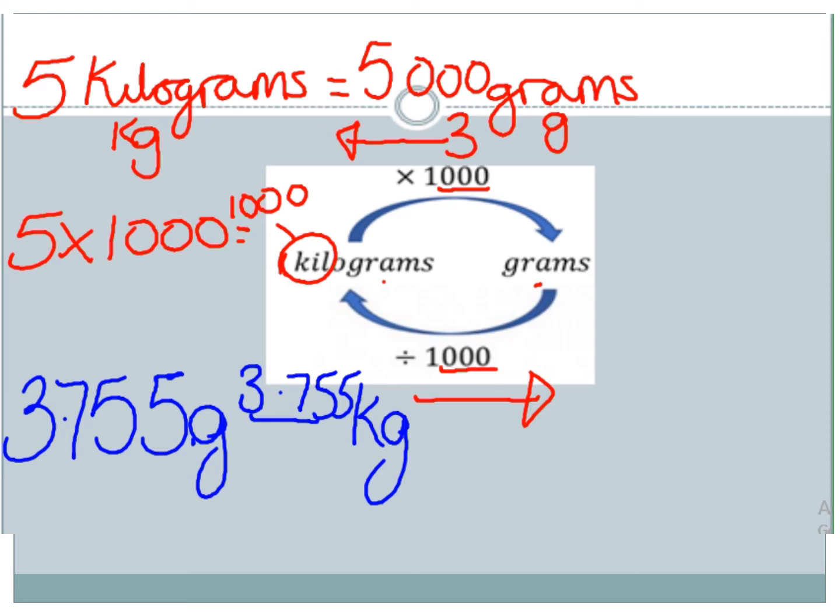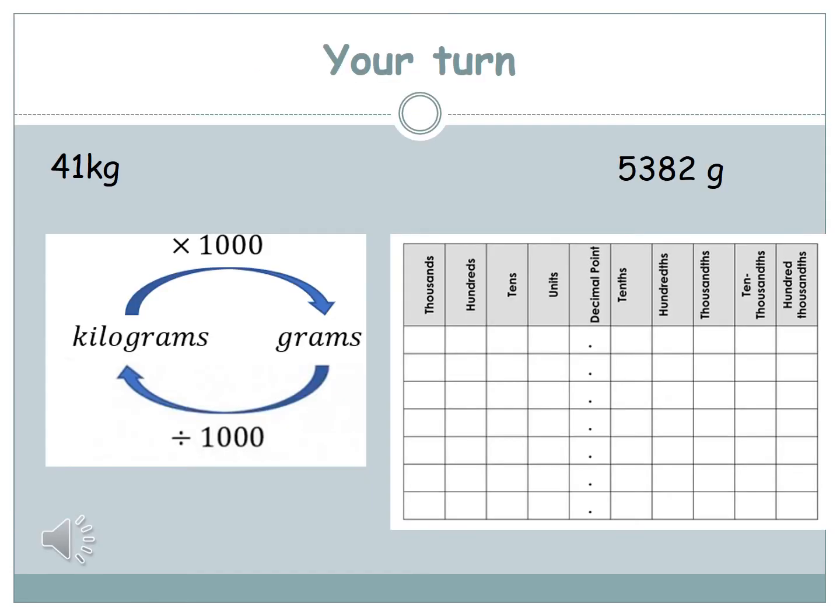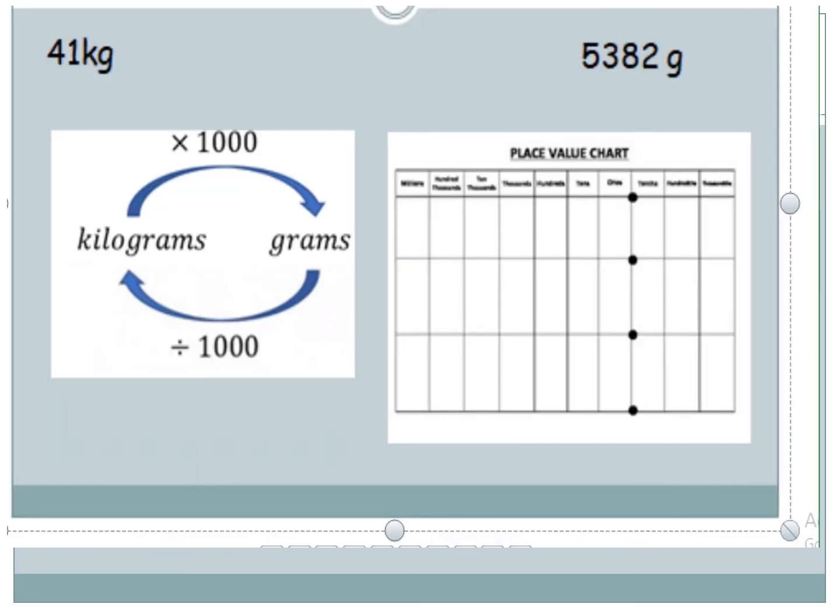Please use a place value chart if you need to. So have a go at these ones for me. Make sure you use the model to help you to work out whether you need to multiply or divide your number by 1000. How did you get on with your turn?